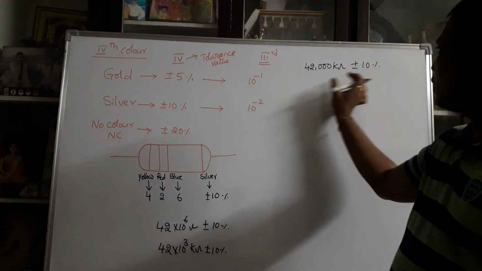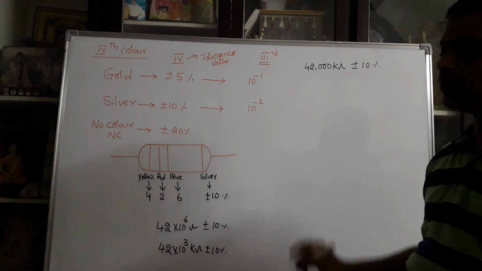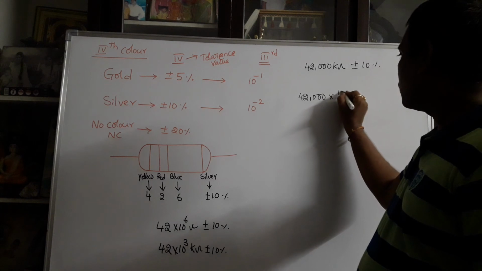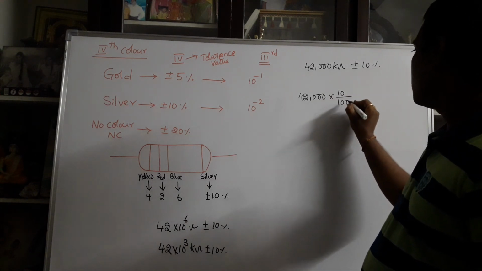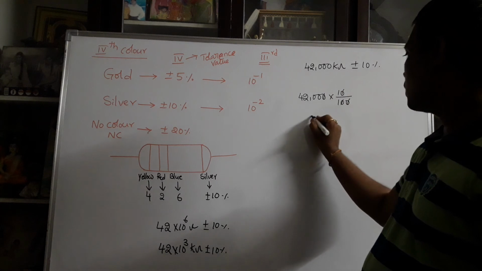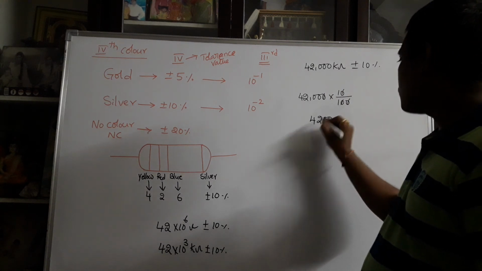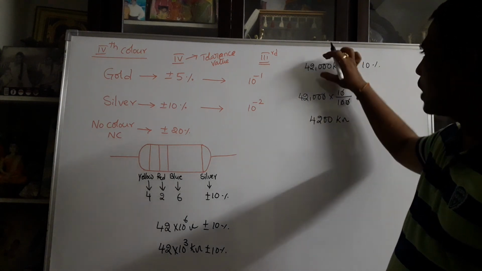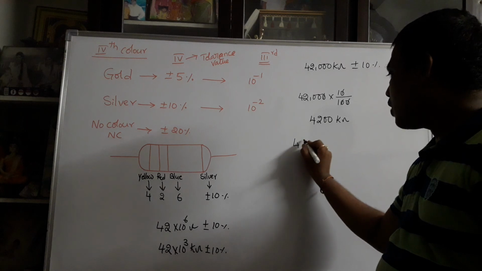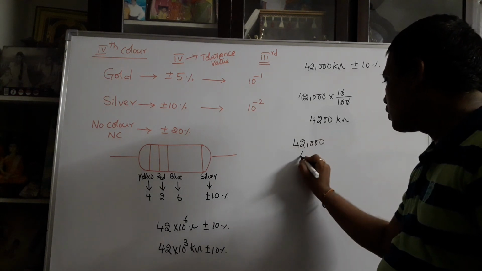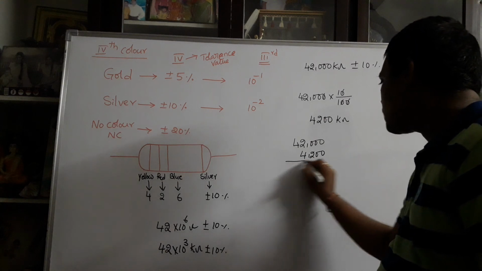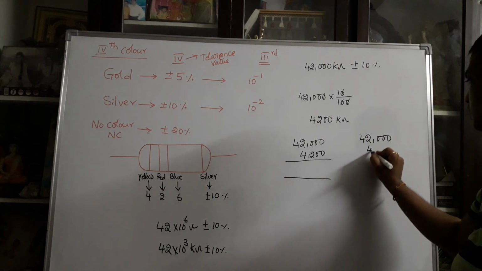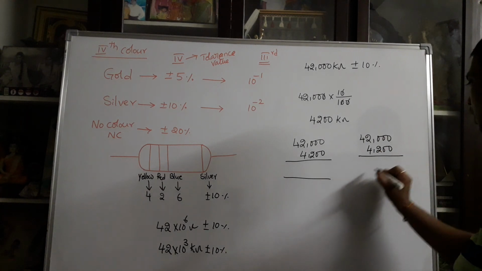So you can find the 10% value of 42,000. The 10% value of 42,000 can be written as 42,000 into 10 by 100, so the zeros cancel. The 10% value is 4,200, in kilo ohms. This value is added and subtracted. So 42,000 minus 4,200 is the lowest value, and 42,000 plus 4,200 gives the highest value.